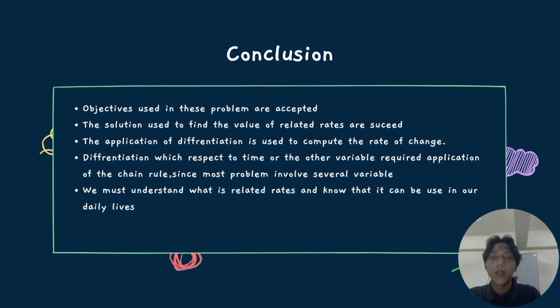Overall, there are 5 conclusions. The first one is the objectives used in this problem are accepted. Second, the solution used to find the volume of related rates succeeds. Third, the application of differentiation is used to compute the rate of change. Fourth, the differentiation with respect to time or the other variable requires application of the chain rule, since most problems involve several variables. And fifth, we must understand what a related rate is and know that it can be used in our daily life.